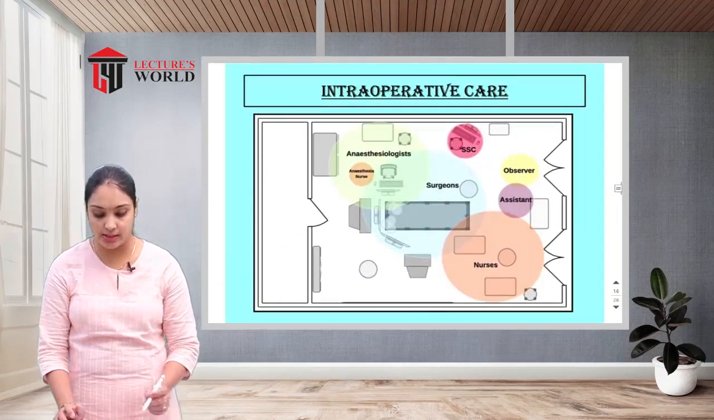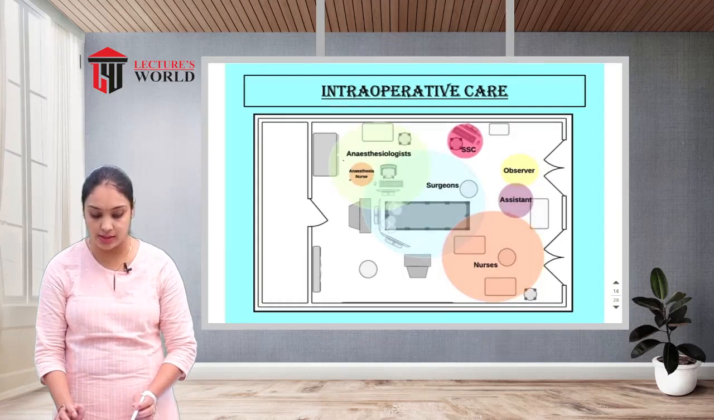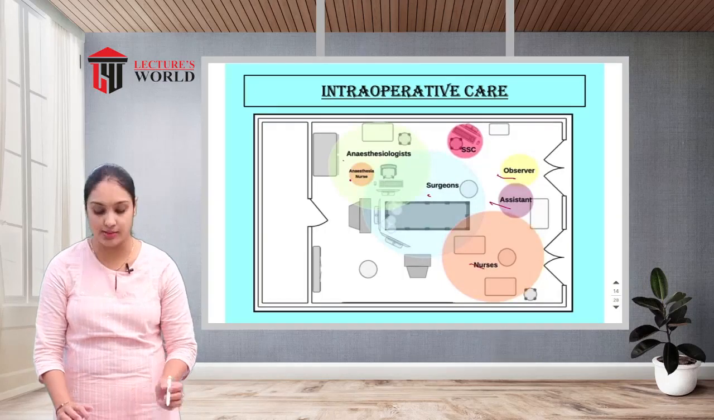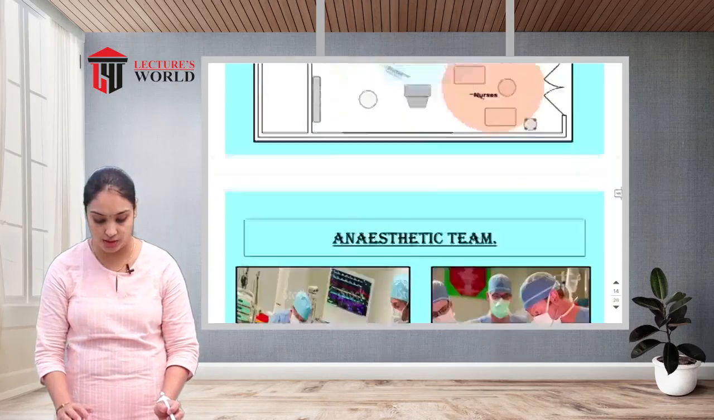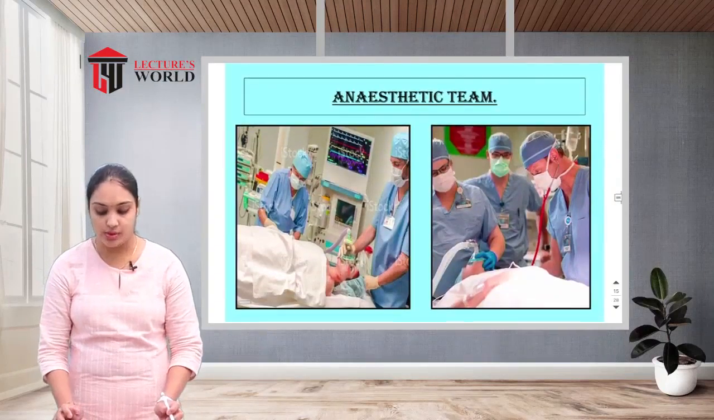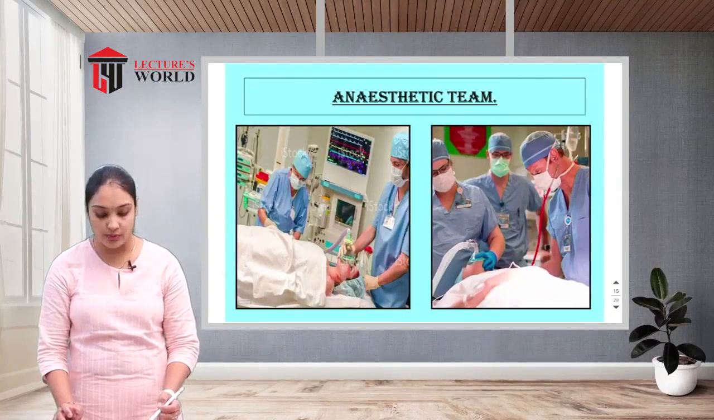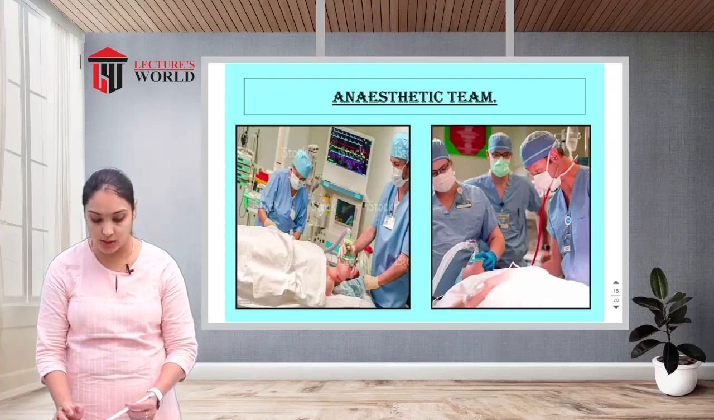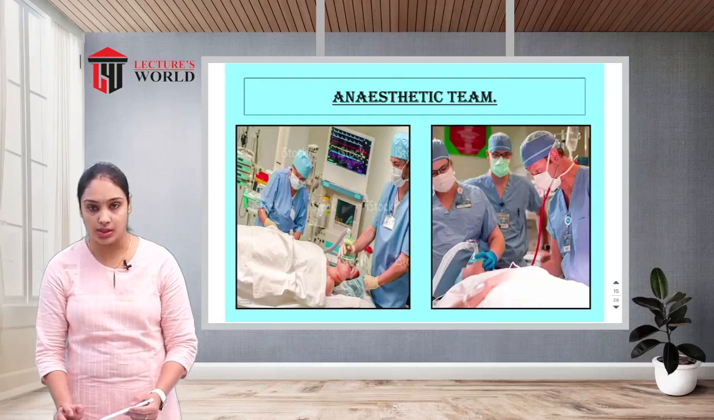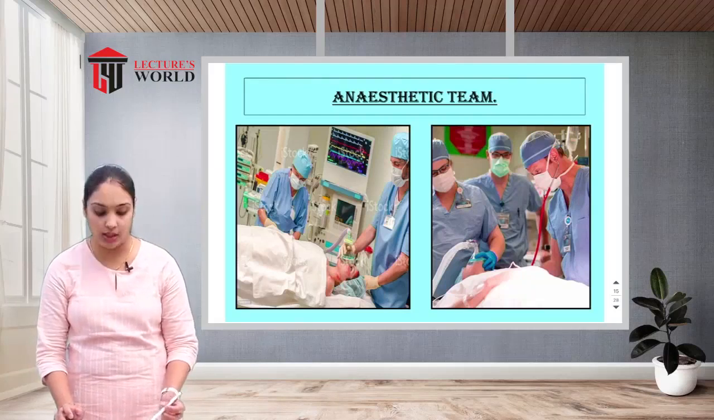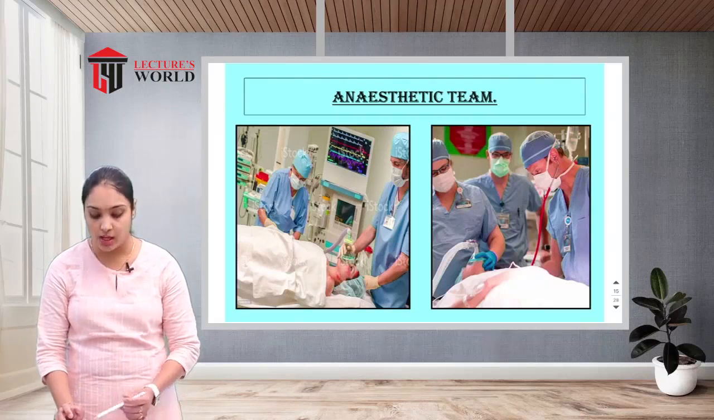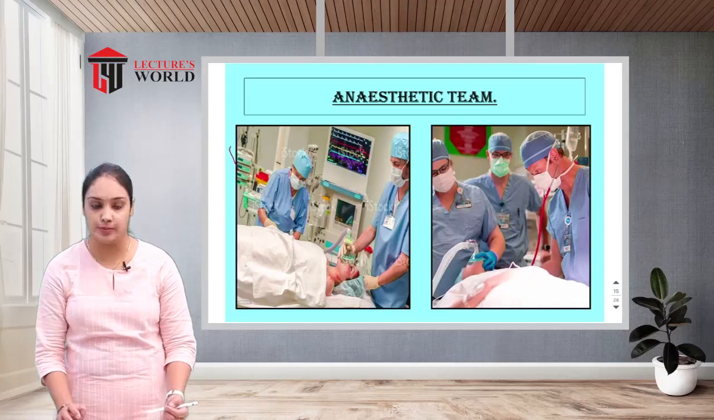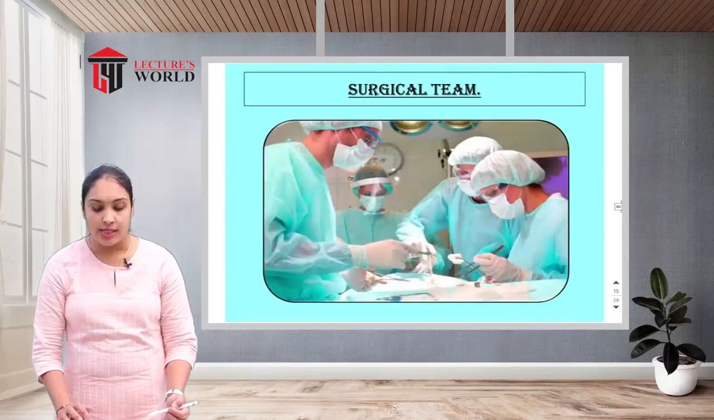In this figure you can see an anesthesiologist, anesthetic nurse, surgeons, observer, assistants and nurses present in the operation theatre. This is the anesthetic team. In this figure you can easily observe the role of the anesthetic team. They are performing the administration of the anesthesia procedure. They are auscultating the heart sounds and lung sounds, and administering the anesthesia. See, this is a cardiac monitor that is attached, IV fluid, IV stand and all this equipment that is present in the operation theatre.